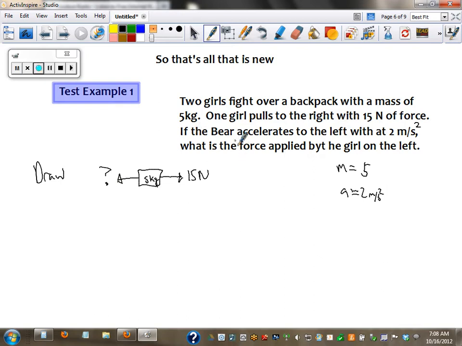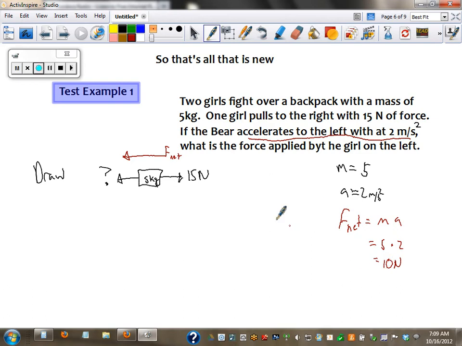Who's winning? That's the first thing you need to know. Who is winning? Here's your hint. The bear accelerates to the left with a, so I know that the acceleration is that way, which also means net force is that way. And I can solve for the net force with mass times acceleration. 5 times 2, 10 newtons.